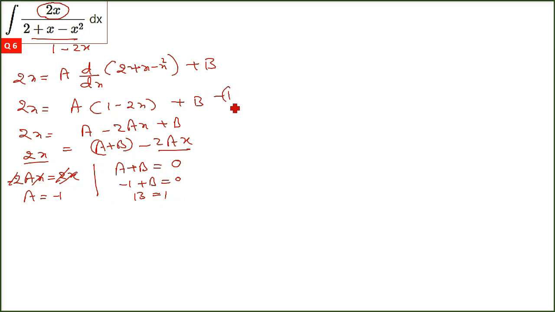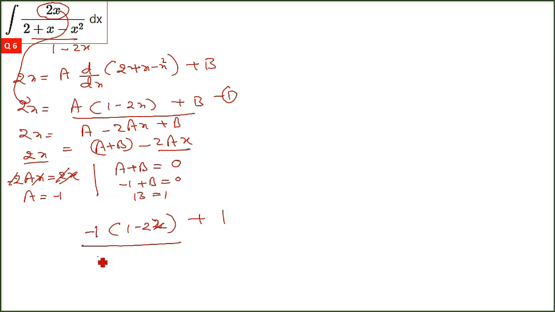A and B we have got. That is, we have just represented 2x in some other term. We have not changed it. We just wanted that some final integrability we may achieve. So negative 1 I am writing in place of A, 1 minus 2x. Now the denominator, which is 2 plus x minus x square, can be taken separately with these two terms. Because negative 1 into 1 minus 2x plus 1 is essentially 2x only. So 2x divided by 2 plus x minus x square, I am separating this 2 plus x minus x square.